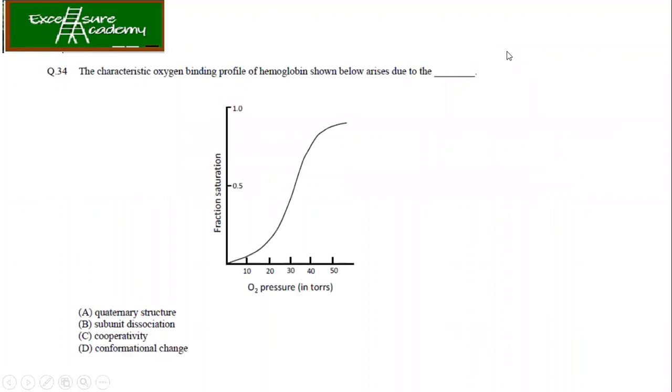Now the next question: the characteristic oxygen binding profile of hemoglobin shown below arises due to the following. Let's see what options are given. Quaternary structure. Many times, whenever I was teaching molecular biology as well as biochemistry, I have said that the best example for quaternary structure is hemoglobin. So yes, quaternary structure is there for hemoglobin, right?